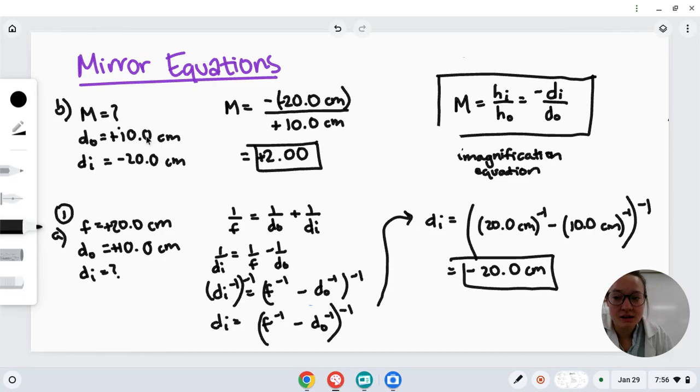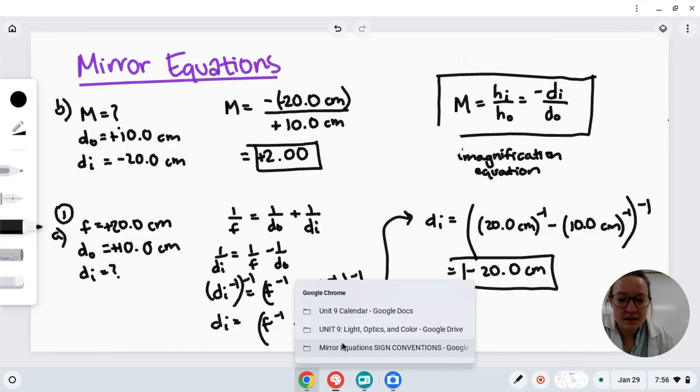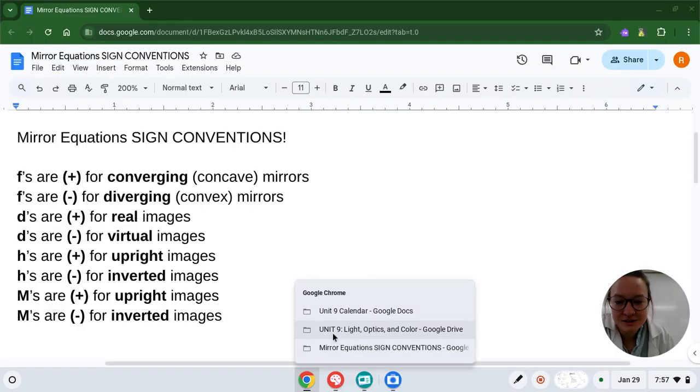But that's not the end of the problem. If you check the problem, it says, oh wait, that's my sign conventions. No, although I do love my sign conventions. Hello, sign conventions, so good to see you. You're not my end destination though.